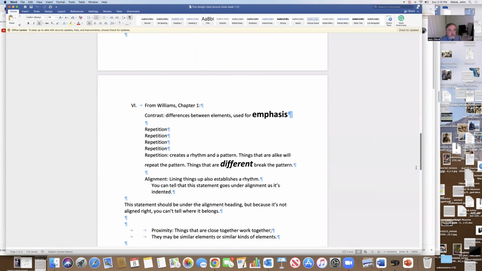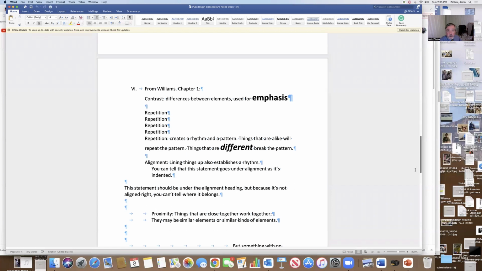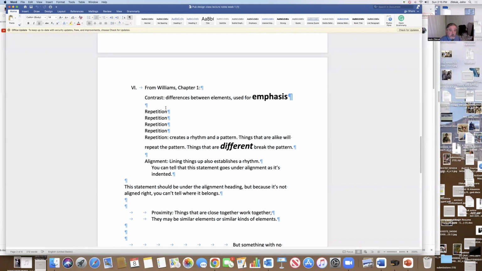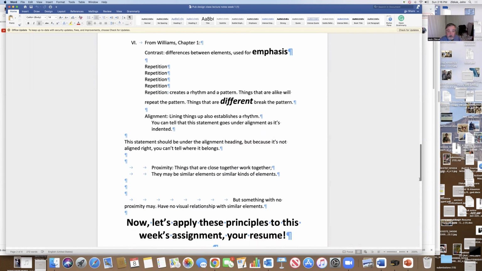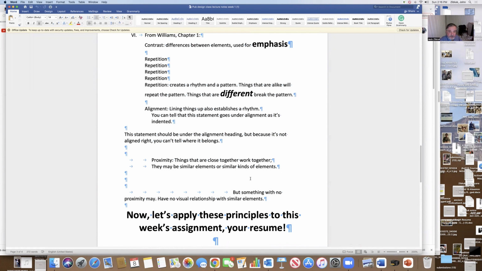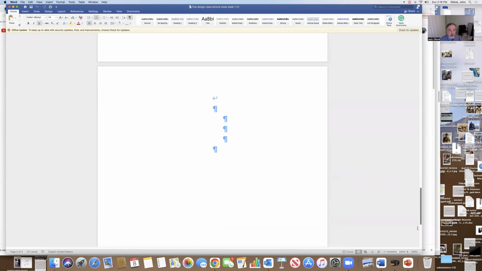So, from your book, we have different elements of design for emphasis. Again, making things bold. Repetition creates a rhythm and a pattern. Things that are different break the pattern. Proximity: things that are close go together. Things that aren't close together don't go together. Again, pattern, emphasis, repetition, proximity. Now put these together on your resume.